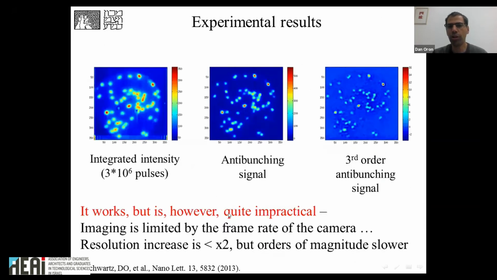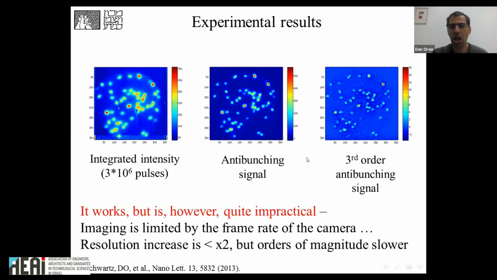And to make a long story short, this is the end result. This is the integrated intensity, so this is the fluorescence signal. This is the anti-bunching signal. And this is the third order anti-bunching signal from a sample of semiconductor nanocrystals just dispersed on a piece of glass. So you see the resolution gets better from here to here to here. For example, look at these barely resolved dots here. They're much better resolved. Here you can actually see that there are 3.